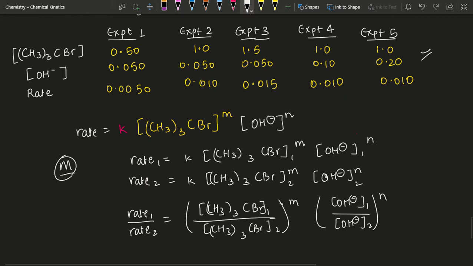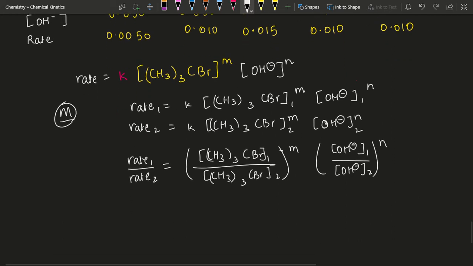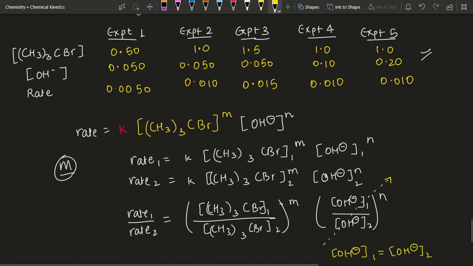Now, once you do that, notice you're still having two unknowns. So if you want to find out m, you need to find a way such that this entire term of hydroxides cancels out. And the only way that can happen is if you choose two experiments wherein OH minus 1 and OH minus 2 are equal. So that means that I choose any two experiments wherein the hydroxide concentration is constant. I can always find the rate.